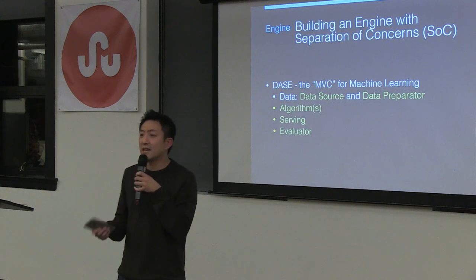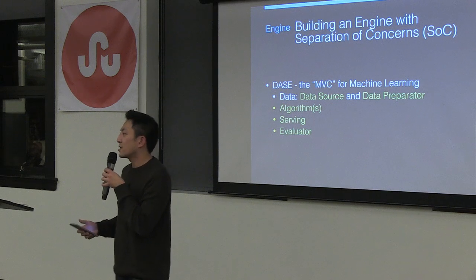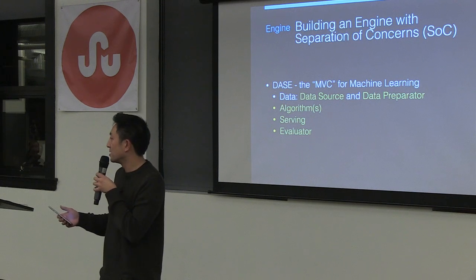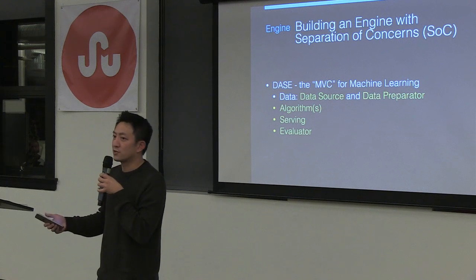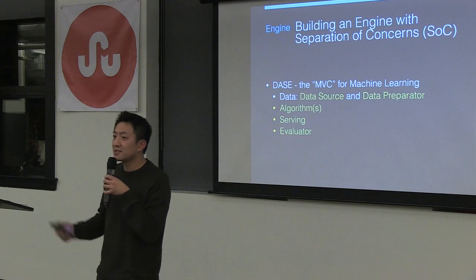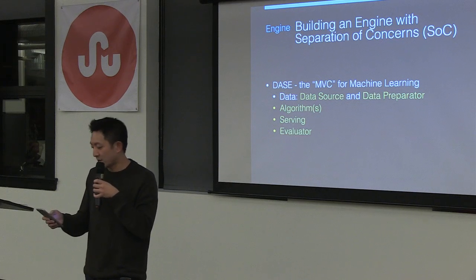And then S stands for serving. So this is where you put the real-time business logic. It's a serving component. Before you serve the prediction result, you can add whatever business logic to it. E stands for evaluation. So eventually, you want some evaluation of your prediction results.